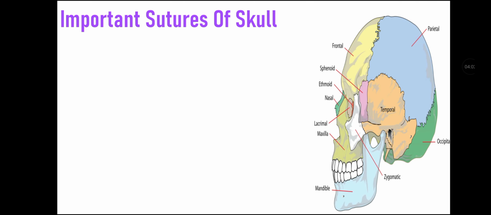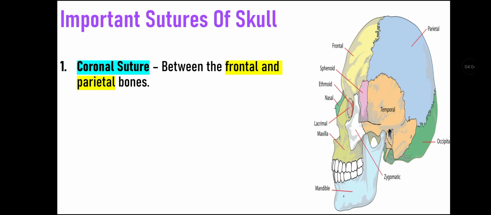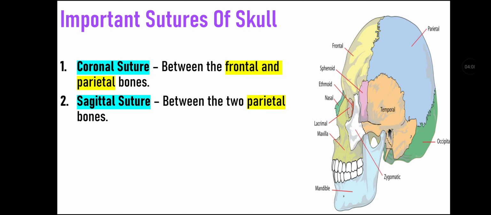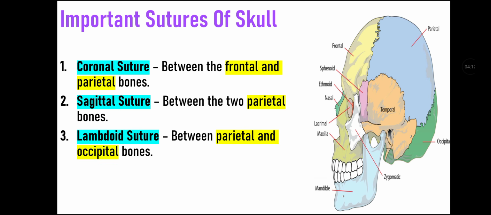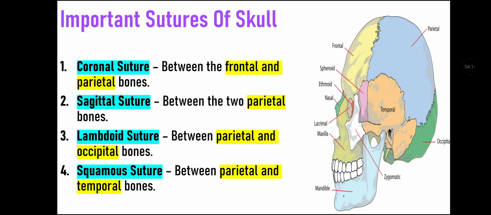Now let's talk about the important sutures of the skull. They are the coronal suture, that is present between the frontal and parietal bones. The sagittal suture, that is present between the two parietal bones. The lambdoid suture, that is present between the parietal and occipital bones. The squamous suture, that is present between the parietal bone and temporal bone.